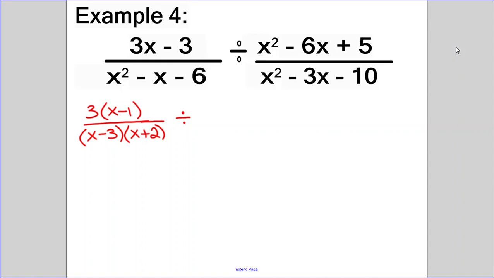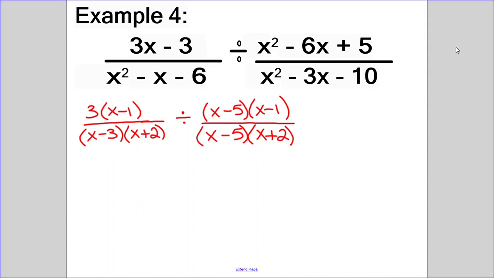x squared minus 6x plus 5, 2 things that multiply to make 5 and add to make negative 6, x minus 5 and x minus 1. And then on my bottom part, I have x squared minus 3x minus 10, 2 things that multiply to make negative 10, and those same 2 things will have to add together to make negative 3. Looks like it's going to be x minus 5 and x plus 2.